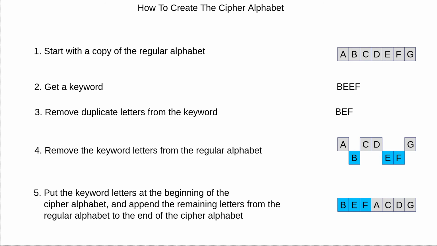The way you get the cipher alphabet is you start with a copy of the regular alphabet, and then you get a keyword. You would want to remove any duplicate letters from the keyword because obviously they're only going to appear once in the alphabet. And then you remove those from the regular alphabet, move them to the beginning of your cipher alphabet, and then append all the rest of the characters left in the regular alphabet to the end. And that's your new cipher alphabet.